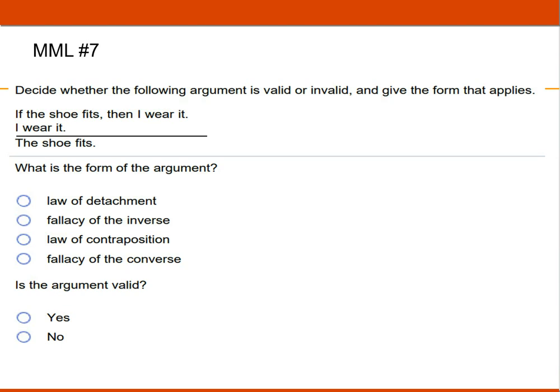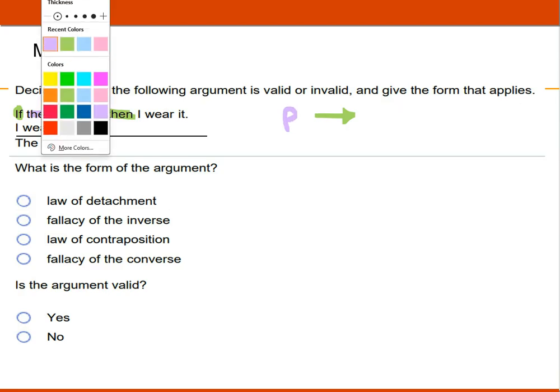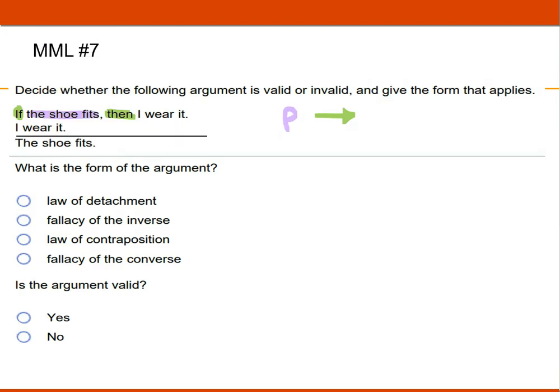Number 7. Here we go again. It says, if the shoe fits, then I wear it. Okay, so if-then is the arrow. And then we're going to let the shoe fits be my P, and I wear it will be my Q.